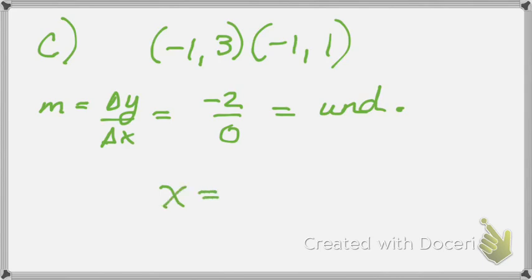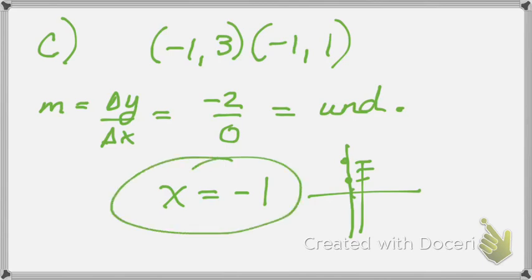Wouldn't it be? It's not going to cross at -2. Think about those 2 points. If I graph those 2 points, -1, 3 and -1, 1, it's going to cross at -1, right? Every point on a vertical line has the same x value. So whatever your x values are here, that's where it's going to cross the x-axis. So x equals -1 is your equation. And if you need to graph it, graph it. That's the equation for a vertical line.